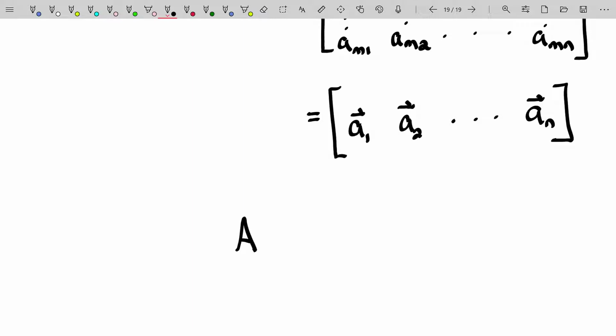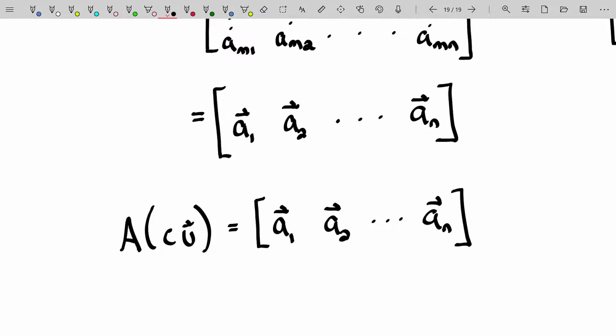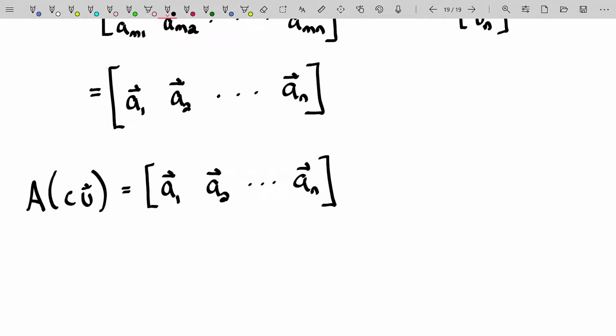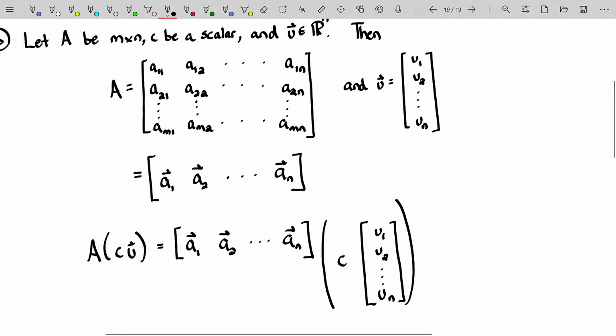The matrix A times the quantity c times the vector u. Well, I'll start with the fact that I'm going to call the matrix A the column vector A1 but then the column vector A2 all the way down to the column vector A sub n. And c times the column vector u looks like that. Notice I haven't actually done anything. I just rewrote the matrix A as a bunch of column vectors and the column vector u as, well, its component form, column vector.